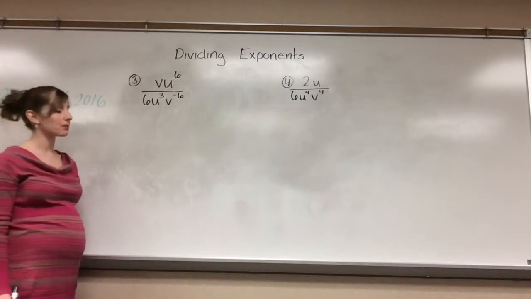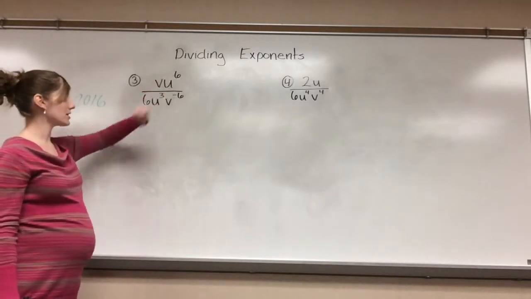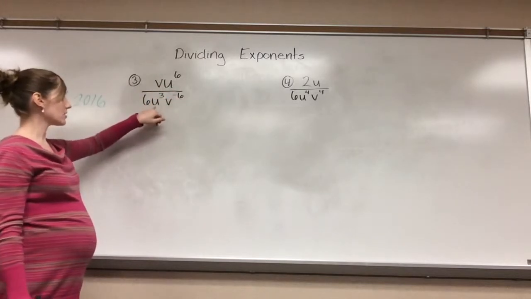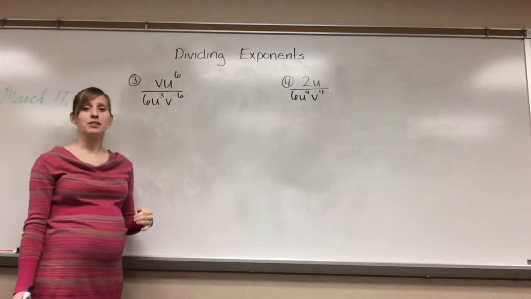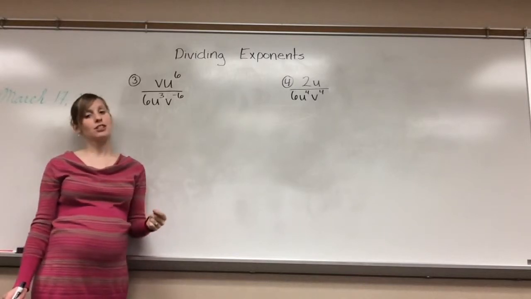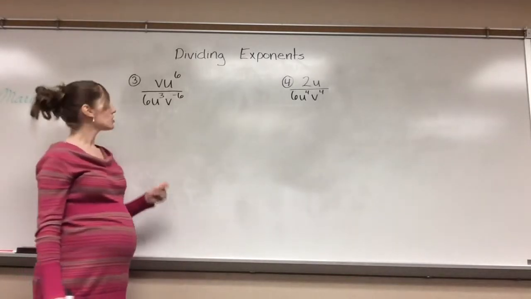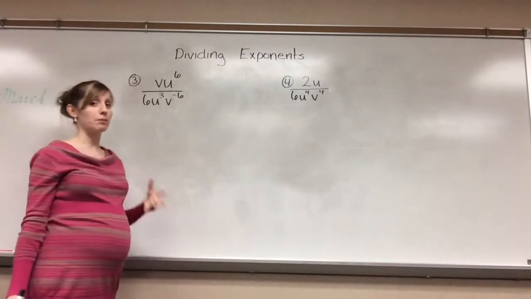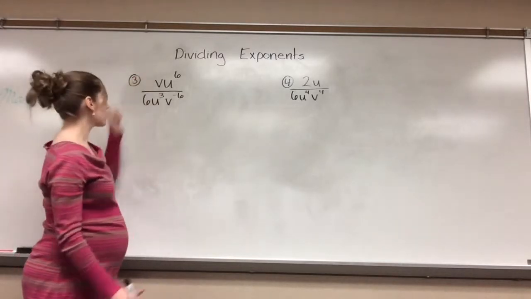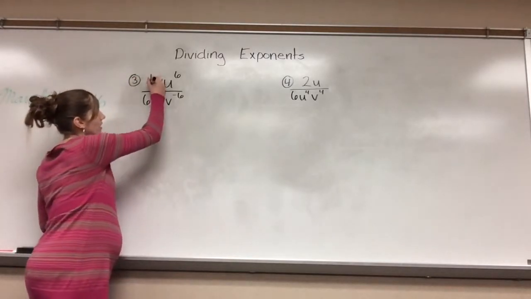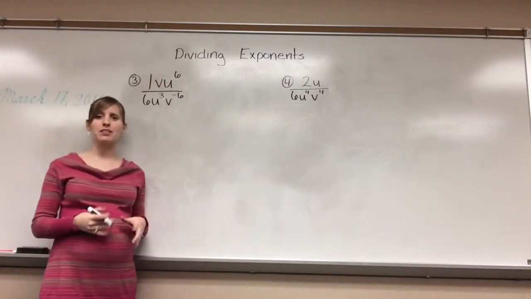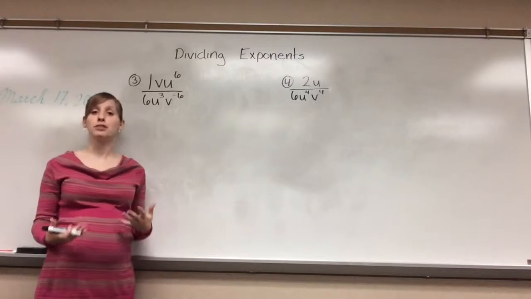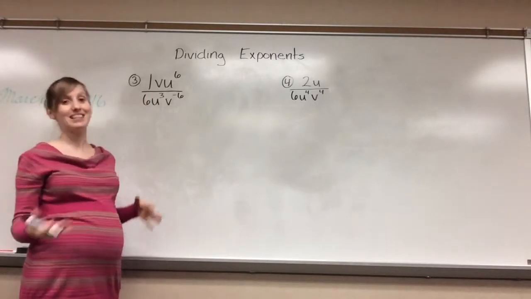For problem number 3, we have vu to the 6th over 6u to the 3rd v to the negative 6th. The first thing we want to do for these problems is look at the numbers out front, just like we did for multiplication. So if I take a look, there's actually no number out front at the top, so I'm going to go ahead and put a 1 here. Remember, there's always a number in front of variables. They just don't always write it, okay? So if it's a 1, or if it's not written, it is a 1.